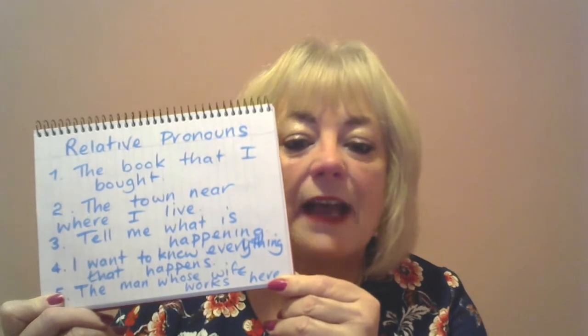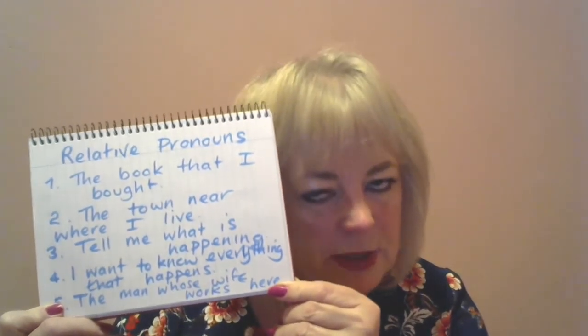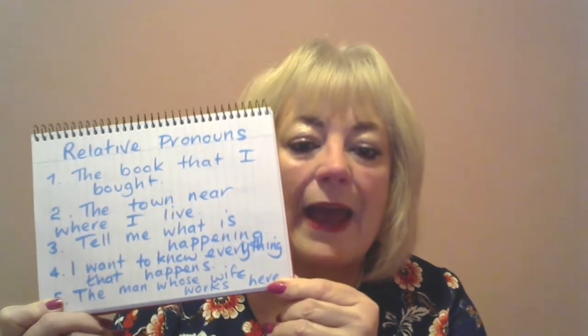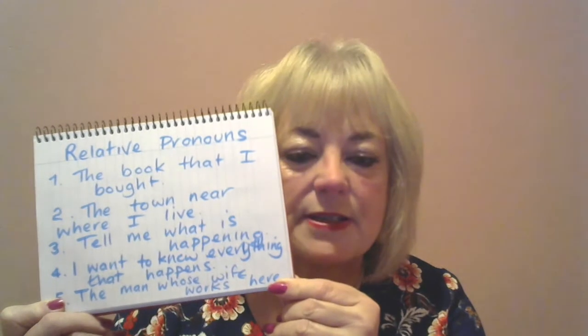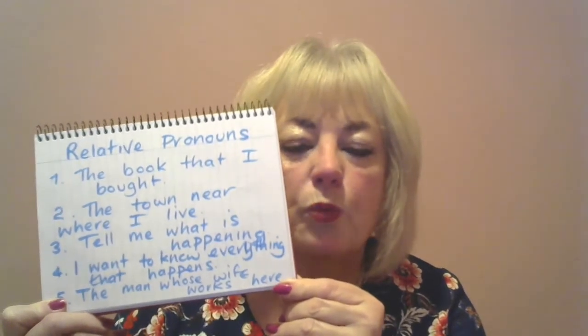Number 3, tell me what's happening. Remember, these are different tenses as well. They're not all present tense. Number 4, I want to know everything that happens. And number 5, the man whose wife works here.